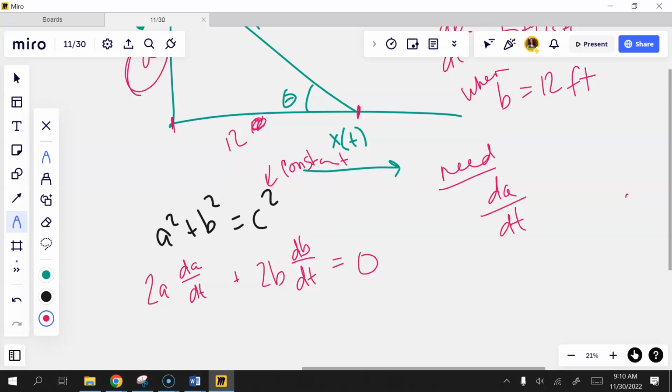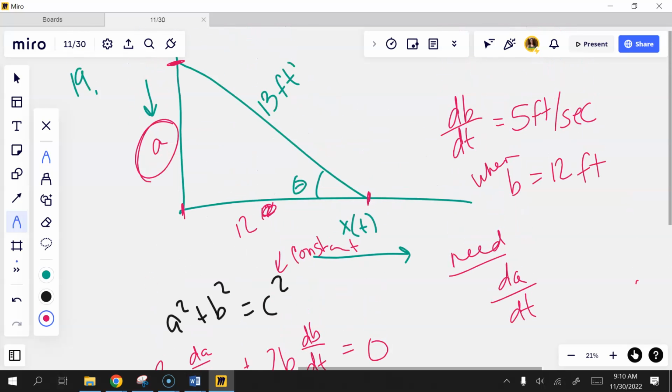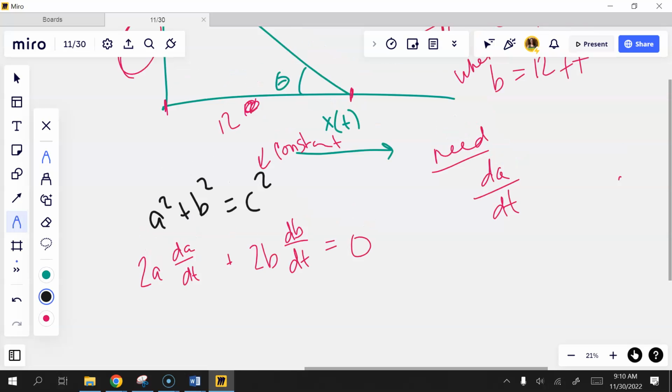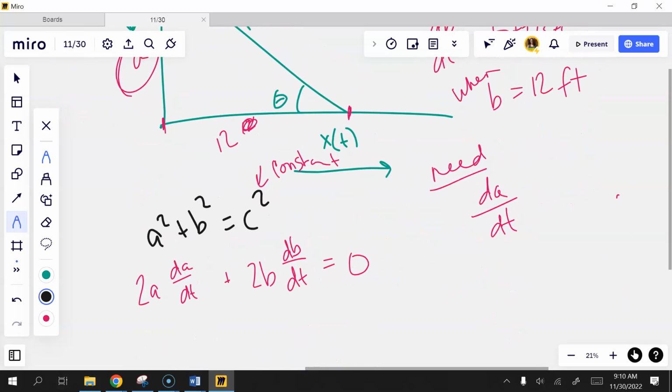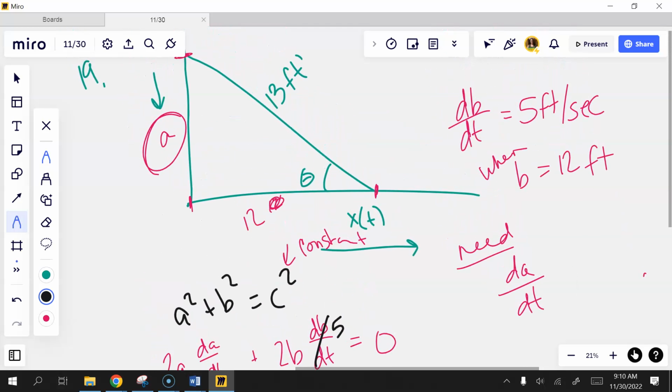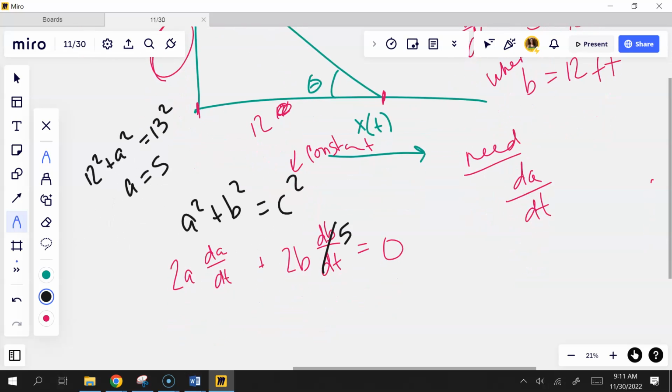Let's plug in what we know. We know dB/dt is 5. We can solve for a to find out what a is. You're exactly right. 12 squared plus a squared equals 13 squared. So a is 5, b is 12. I'm down to one variable. I can do this from here, right?